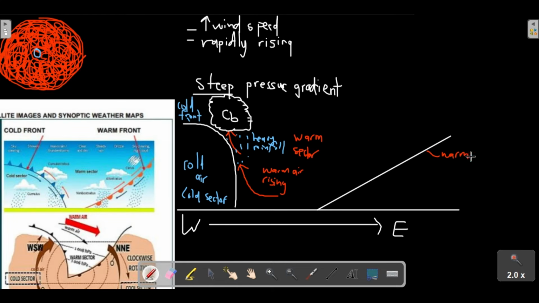Why is it gentle, guys? That's because the pressure gradient is gentle. So this is associated with a gentle pressure gradient. That means air along this is rising slowly, it's not rising as fast, and because it's rising quite slowly, it's not able to build tall clouds. So it's just able to build these stratus clouds. Nimbostratus clouds. You can write stratus cloud, that's fine.